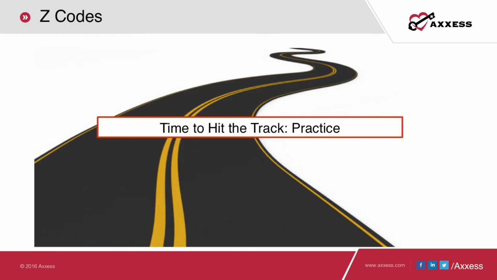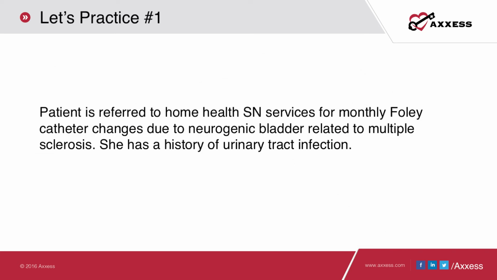All right, so we've gone over some of the Z codes in Chapter 21, as well as some status codes and how they're applied in home health. So let's now practice what we've learned. In scenario number 1, your patient is referred to home health nursing services for monthly Foley catheter changes due to neurogenic bladder related to multiple sclerosis. She has a history of urinary tract infection.